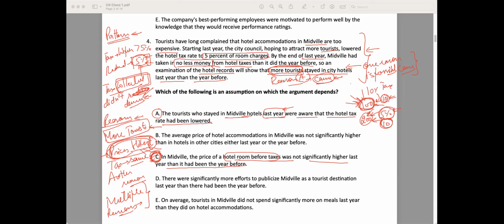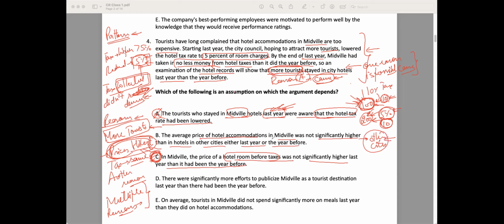Getting the point? We are still talking about the same set of people who stayed there. So at best, it can say that all those people came back, but where did the new people come from? It doesn't tell me about that. Second, the average price of hotel accommodations in Midville was not significantly higher than in hotels in other cities last year. We are comparing it to other cities.